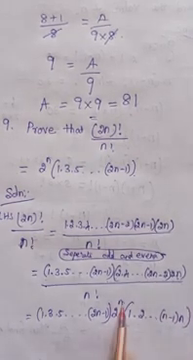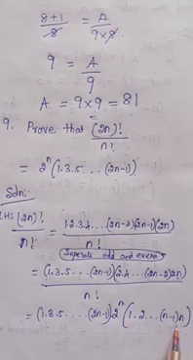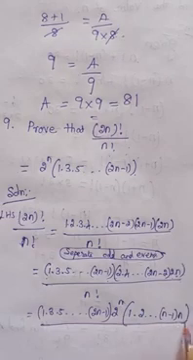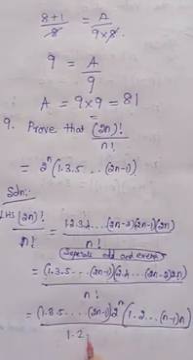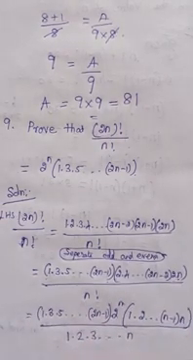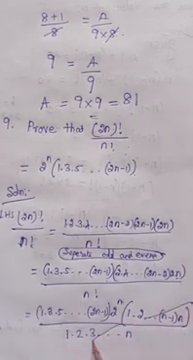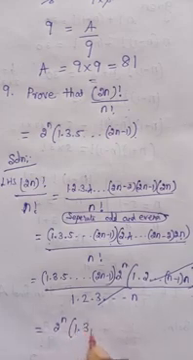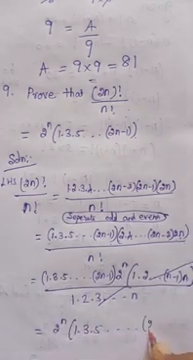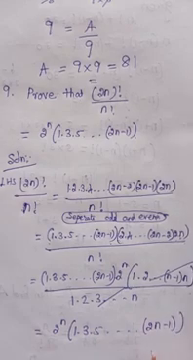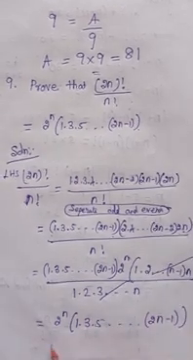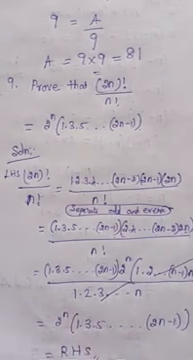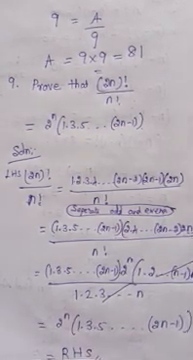How did I get this 2 power n? Here we have n terms, and from each term we are taking 2 outside. And in the denominator, n factorial means 1 into 2 into 3 etc. up to n. See, these both will get cancelled. So 2 power n into 1 into 3 into 5 etc. up to 2n minus 1. Is it clear? Which is equal to RHS. Simple problem, but it is a very important one. Okay.